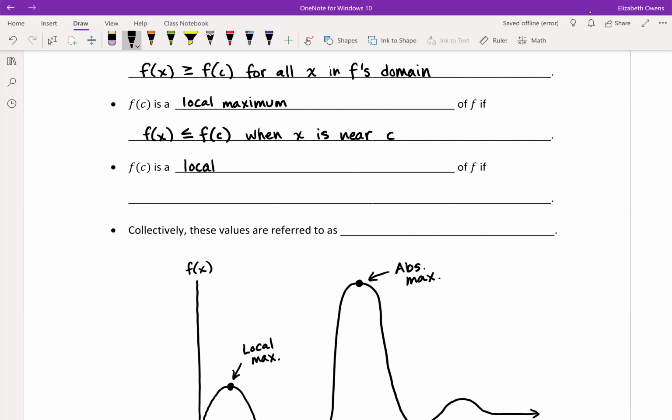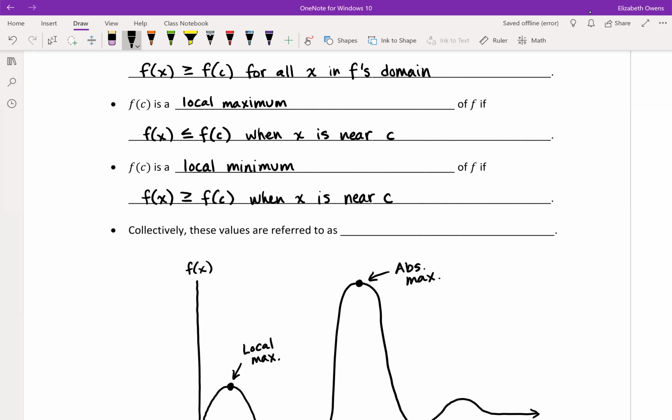So we've got a local maximum, and then we're going to define a local minimum to go with that. Local minimum. Okay, so f of c is going to be a local minimum of our function f if the other y values, so the f of x's, are greater than or equal to that f of c guy. So this is the little guy here in its own little area, so when x is near c again.